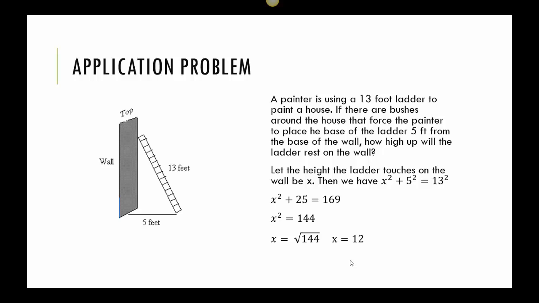So what I'm looking at is I have this x is how high I'm trying to go. So that's unknown. So I'm going to do x squared. But this 5 feet, I know that's how far I got to place it back. So that's squared. And then my ladder was 13 feet. I can't change that. So x squared plus 25 is 169. When I move the 25 over, it gives me 144. And I take the square root and it says 12 feet. So by placing it 5 feet out, I lose a foot in height. That's not too bad.